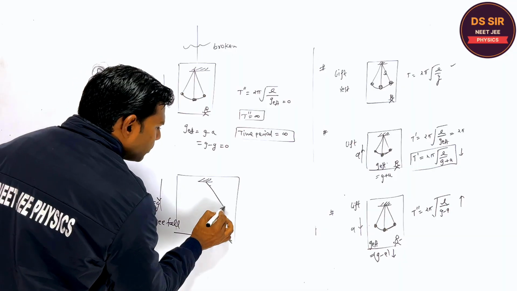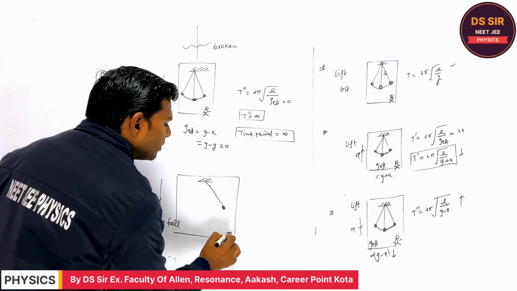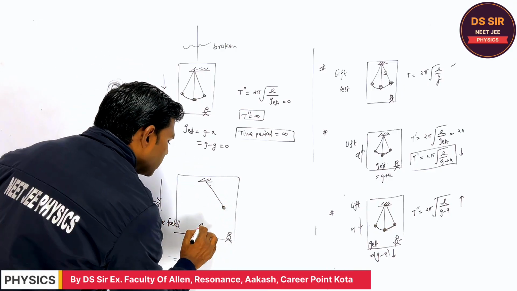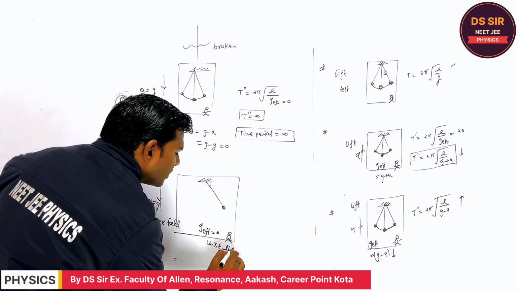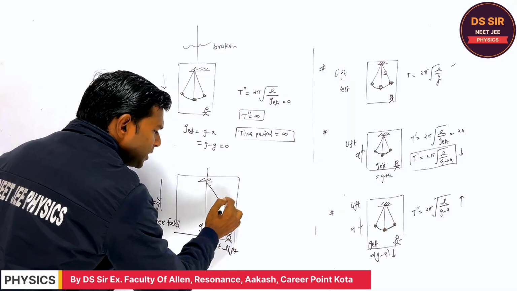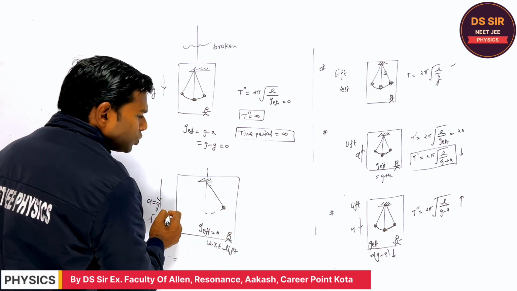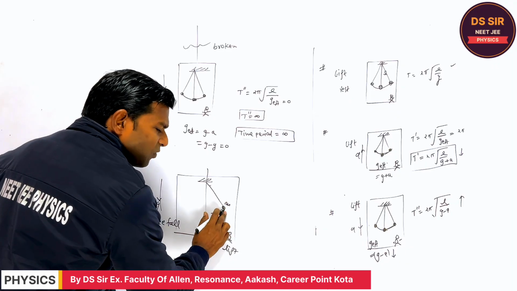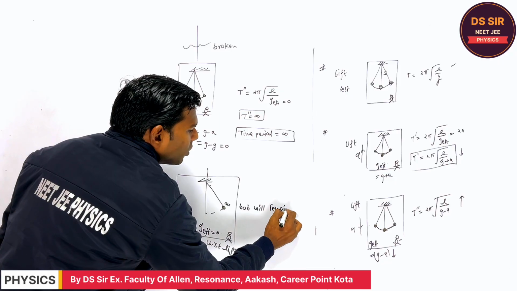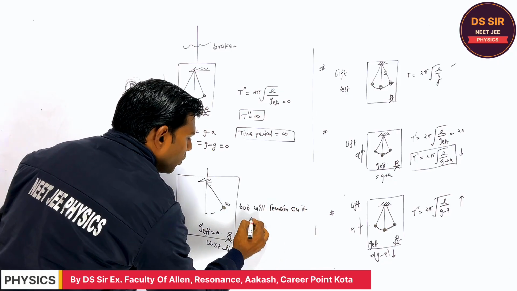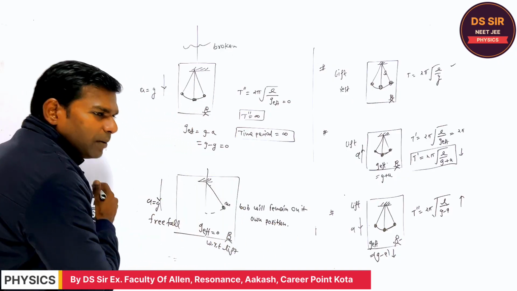So if you give a small displacement, it will remain in its position because g effective is 0 with respect to the lift. If you give the small displacement, what will be the net force? No gravitational force, no restoring force. This bob of mass m will remain in its position. That is why it cannot move even a little bit.